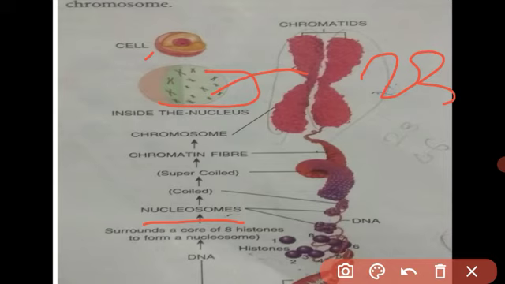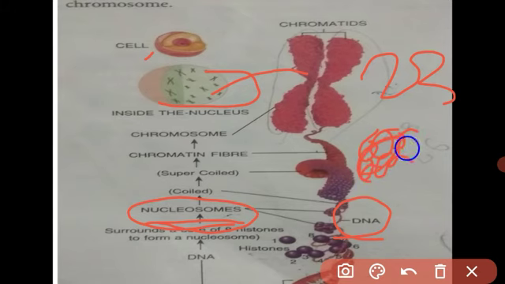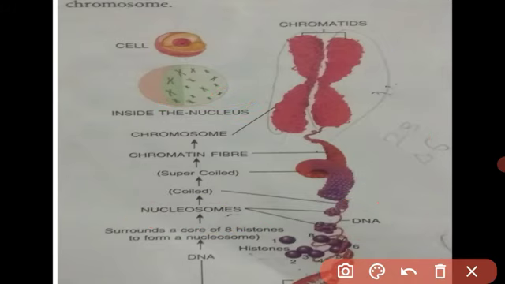Got it, student? What is the structure of chromosome? In the next lesson, I will explain about the structure of DNA. You got it? Nucleosomes mean 8 histones, 8 balls, which wrap the coil, wrap the DNA. This structure is called the nucleosome. In my next lecture, I will explain the DNA in detail.